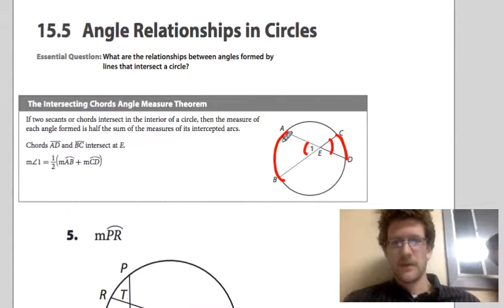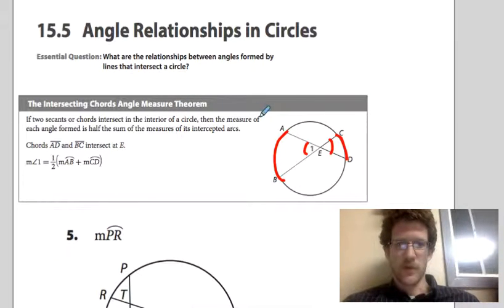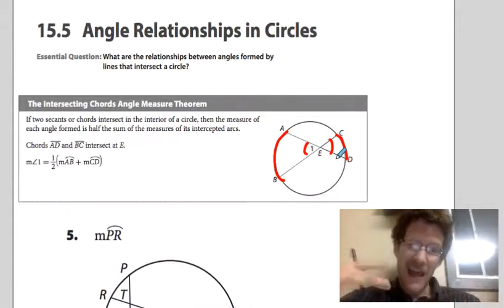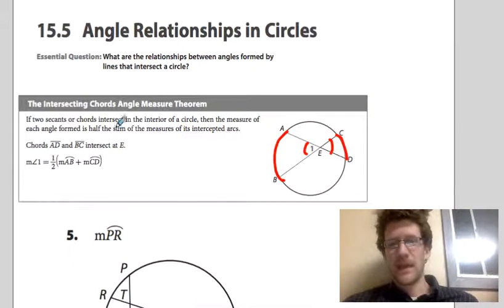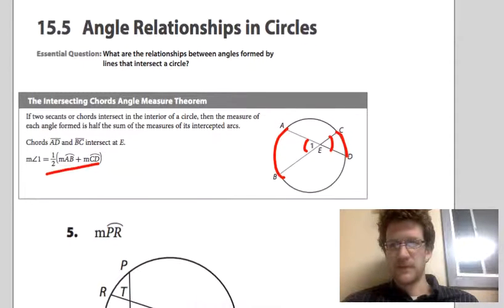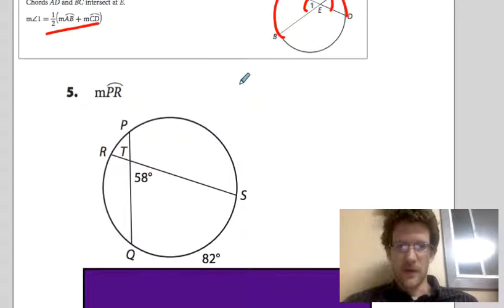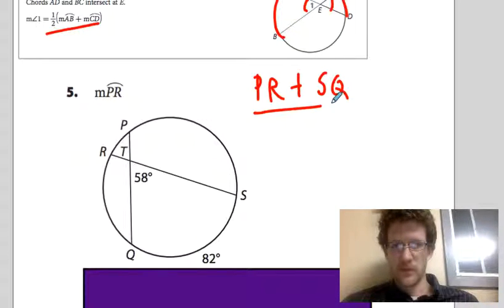And the cool thing is that there's a formula here. You can read it on your own. The intersecting chords angle measure theorem. That AB and CD, when you average them, you get the angle in the middle. So that's what this is, right? It's basically an average. So we can say that (PR + SQ)/2 equals 58.